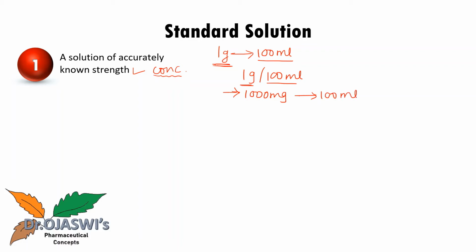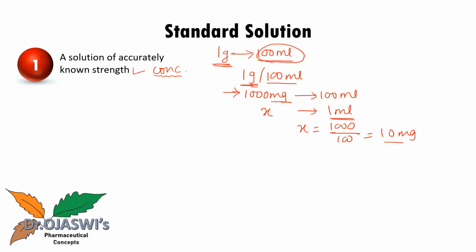Okay, so I have just converted it into milligrams. Now in 100 ml if this much is present, then in 1 ml how much drug is present? Okay, so this is x, and this x I can calculate as 1000 divided by 100. Okay, so that means 10 milligrams of drug is present in each ml of this flask.